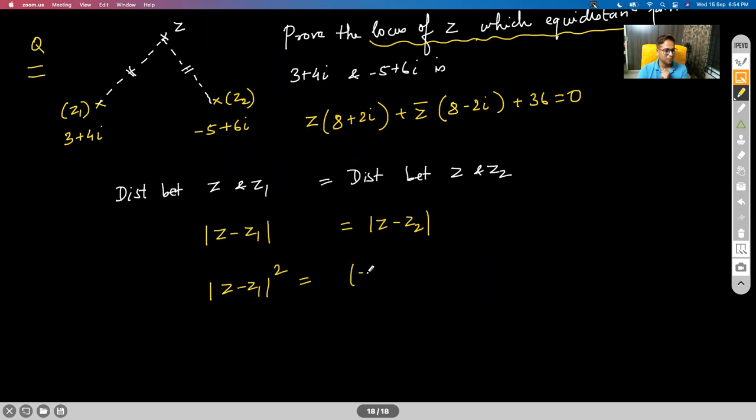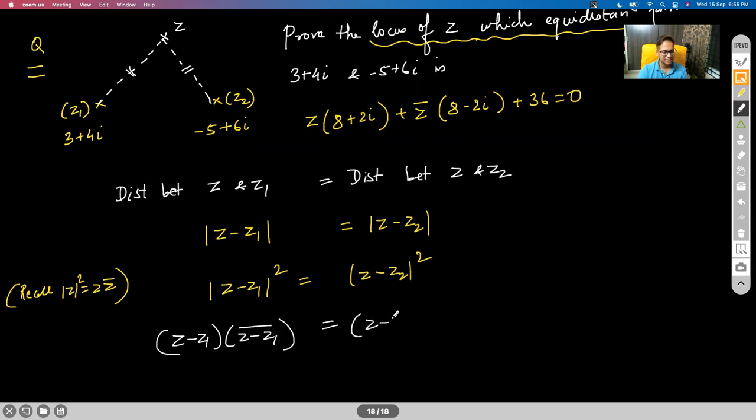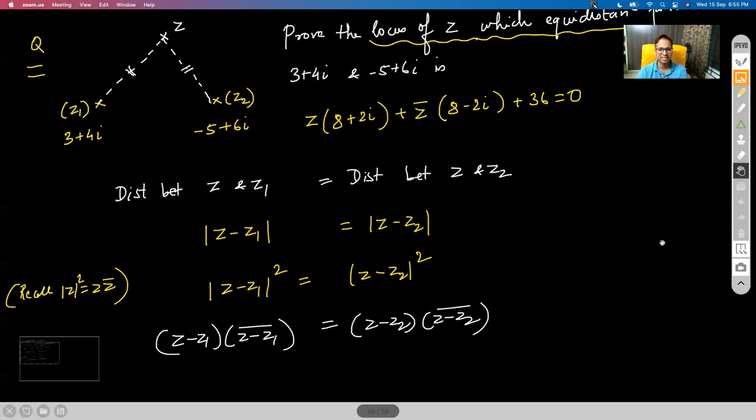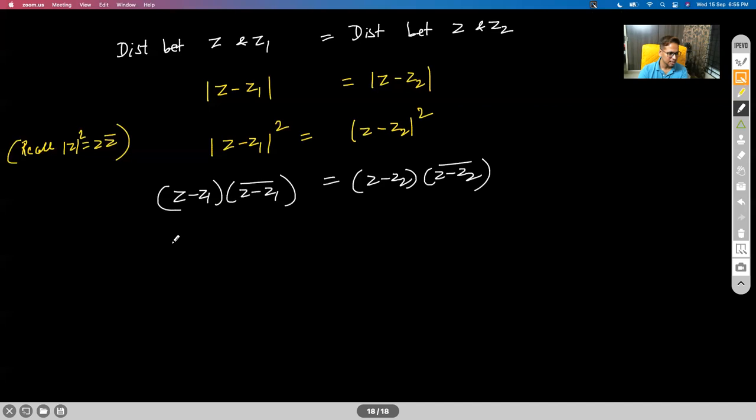Correct. Why are we squaring both sides? Because when you square, I can use the property that mod Z square is Z Z conjugate. Please recall this property. I can use this here. So here I can say Z minus Z1 times Z minus Z1 conjugate will become Z minus Z2 times Z minus Z2 conjugate, just to bring the conjugate into the picture. By the way, conjugate also has a property that you can split the conjugate between the two complex numbers which you have subtracted here.